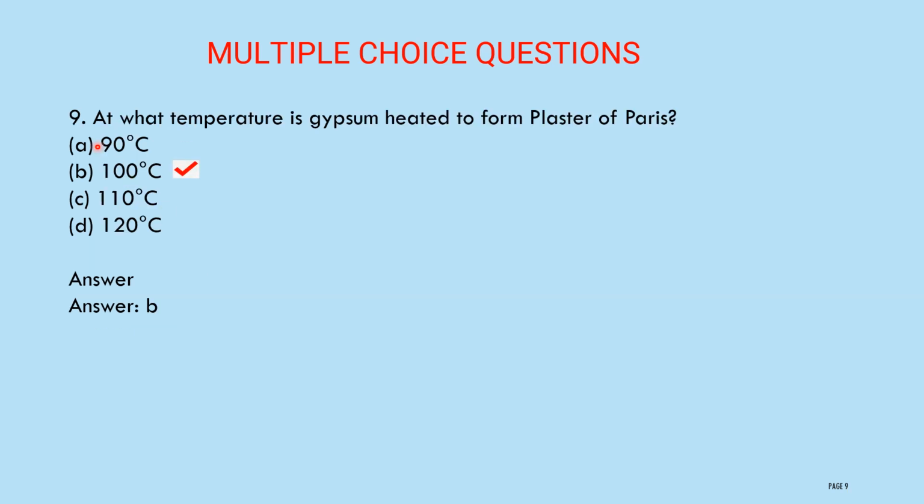Next question, question number 9. At what temperature is gypsum heated to form plaster of Paris? At what temperature, if we heat the gypsum, will you get plaster of Paris? Option A 90 degrees, option B 100 degrees, option C 110 degrees, option D 120 degrees. Option B is the correct answer. If you heat the gypsum at 100 degrees, then you can form plaster of Paris.